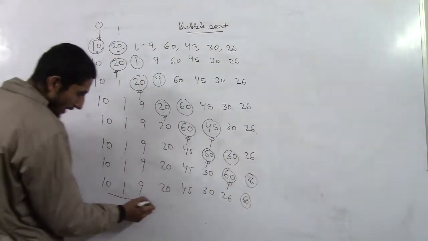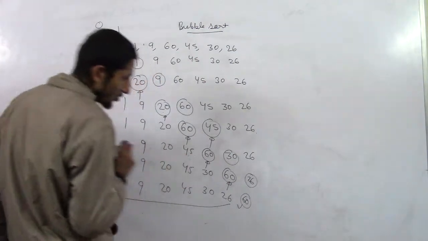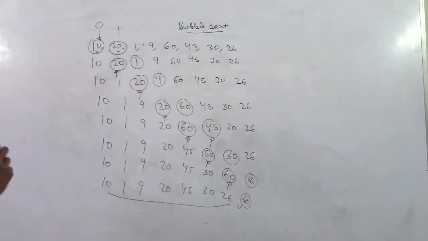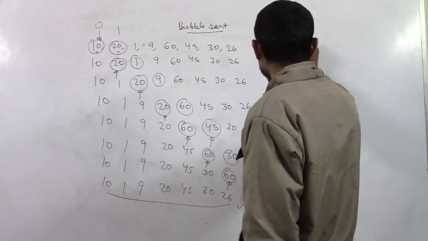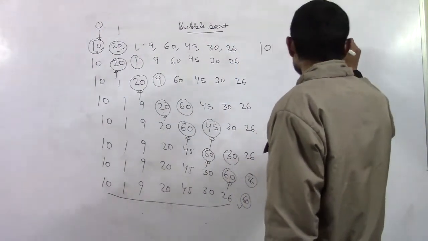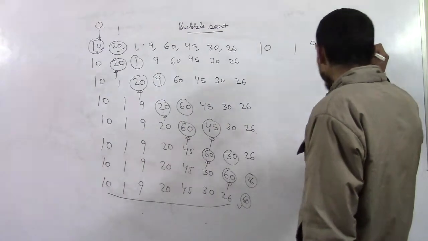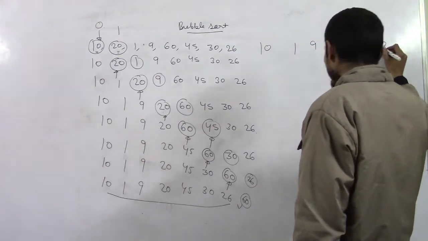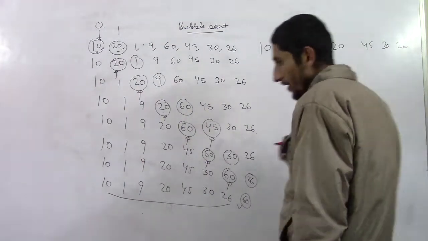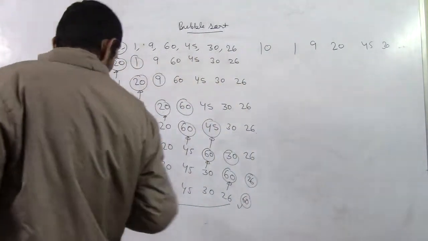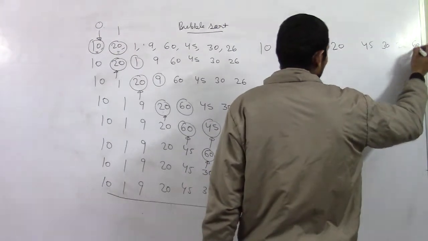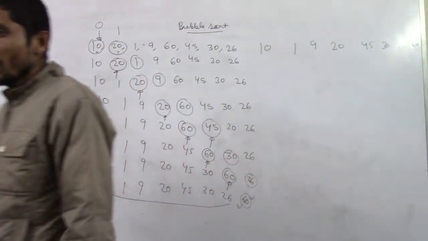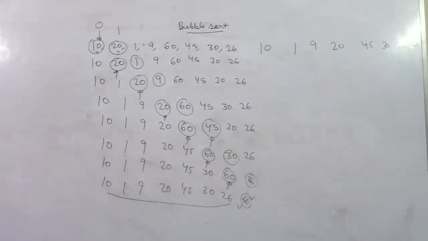I will take input as this one because this is already sorted and it has got the correct place. So I will again repeat the process. Let me repeat once for you: 1, 9, 20, then 45, then 30, then 26. Why 26? Because 60 is already sorted, so it will be written like this one, but I will not apply the loop. Are you following this one? The content of array will remain as it is. I am not going to apply the loop.